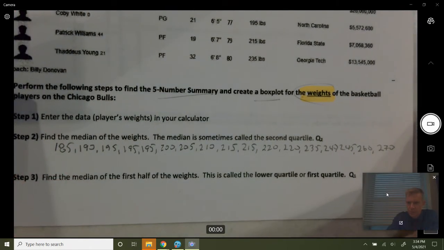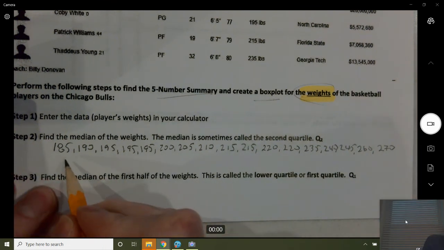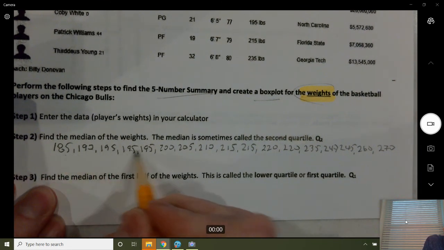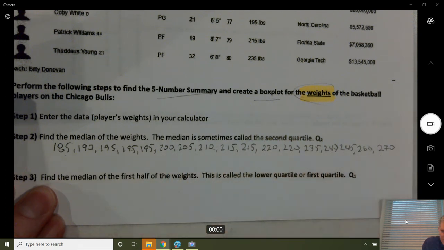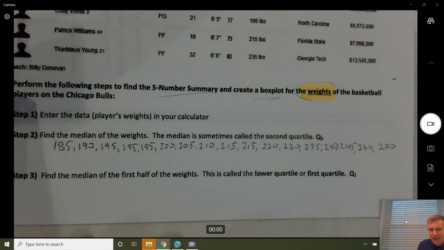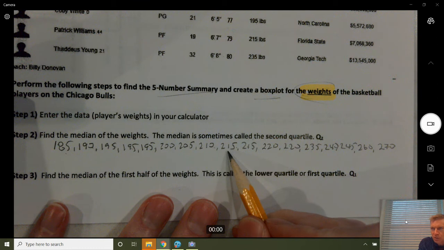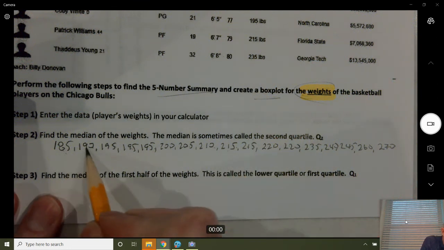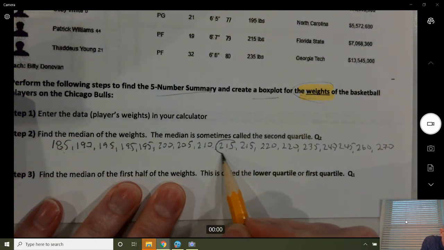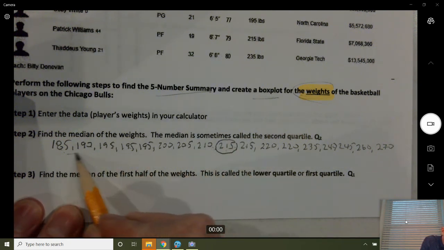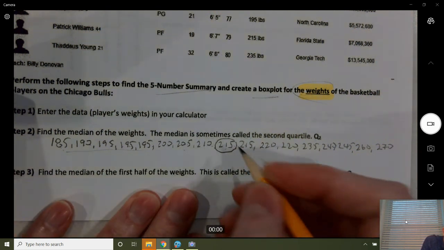Let me see if I can move out of the way a little bit. I'm going to count to make sure I have all 17. 1, 2, 3, 4, 5, 6, 7, 8, 9, 10, 11, 12, 13, 14, 15, 16, 17. There are 17 weights. That's an odd number. So if I split it in the middle, 17 divided by 2 is 8.5. So 1, 2, 3, 4, 5, 6, 7, 8. If I circle this one, there's going to be 8 over here and 8 over here. That makes 16, and here's 17. This is the median right here.